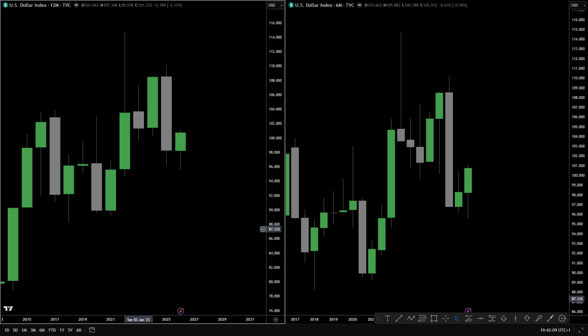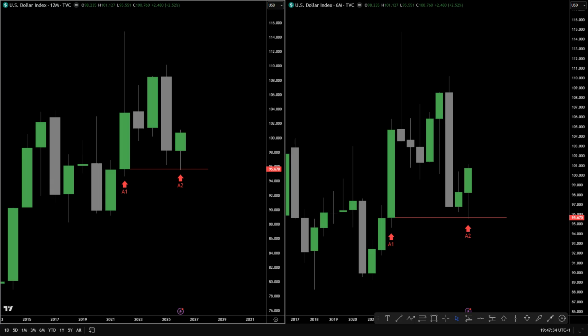Today we're going to review the dollar index from a macro perspective and discuss the key levels that could shape the next major move. We'll start by looking at the higher time frames and work our way down to see how price has been reacting with remarkable precision. On the left, we have the 12-month time frame. On the right, we have the 6-month time frame. Let's begin with the 12-month chart.